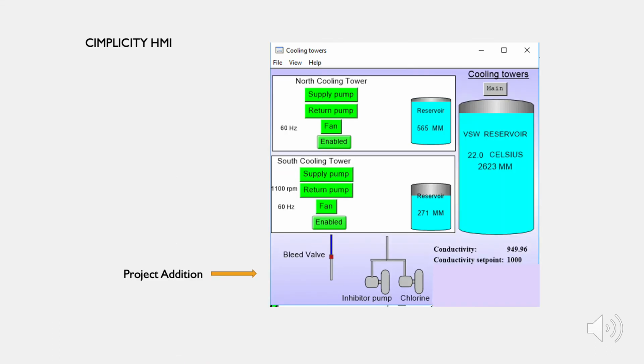So here's a picture of the HMI screen that was used, and right there was the addition made to the pre-existing cooling tower screen. And this is just showing what the conductivity is versus the set point. The set point can also be changed by the operator if that's desired, and it shows if the bleed valve is open and the pumps are running.